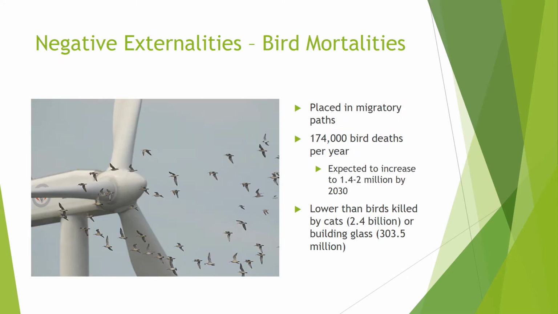Another negative externality is the amount of bird deaths due to wind turbines. Some wind turbines are placed in the migratory paths of birds, causing collisions and deaths. This has led to a large outcry from the public to protect the birds and the biodiversity of them.